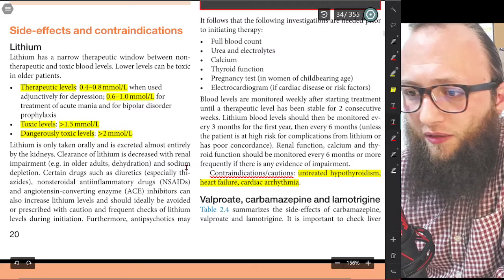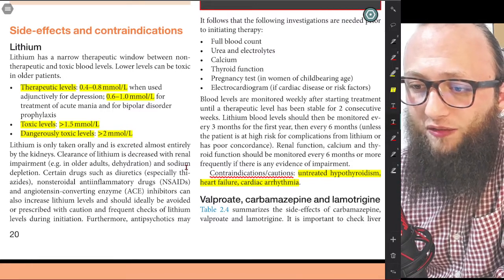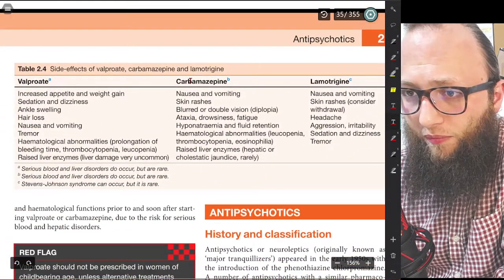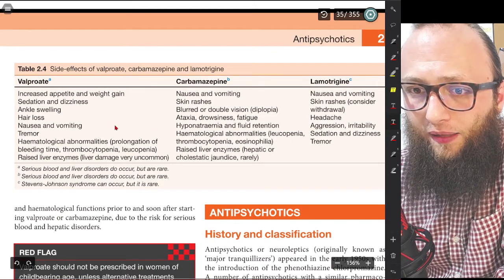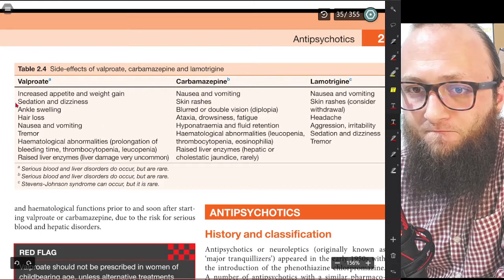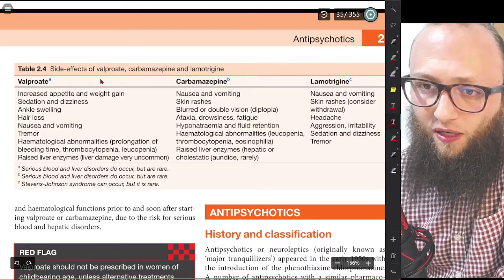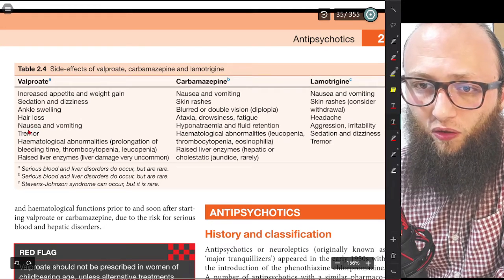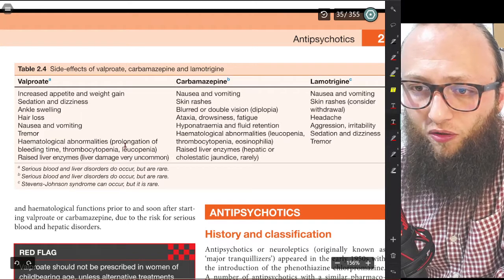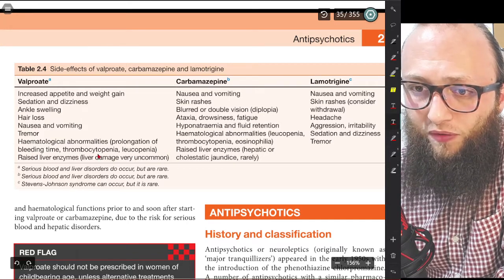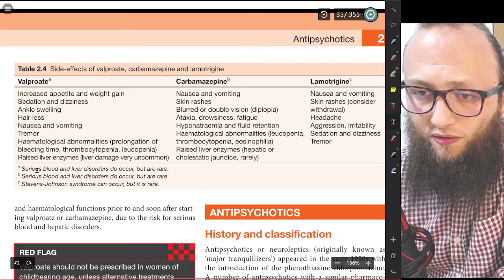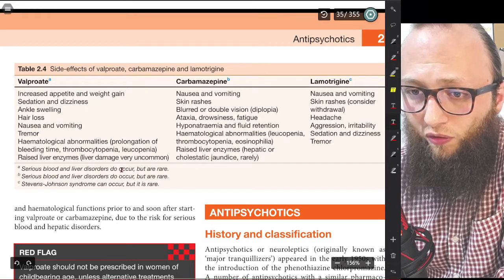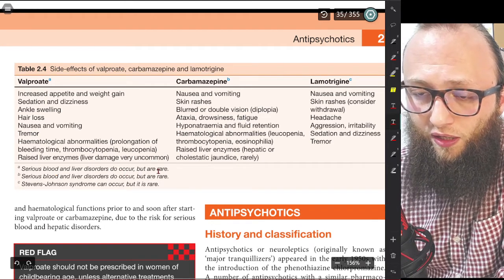Here we have this table that summarizes the side effects of carbamazepine, valproate, and lamotrigine. For valproate, we have increased appetite and weight gain, sedation and dizziness, ankle swelling, hair loss, nausea and vomiting, tremor, hematological abnormalities like prolongation of bleeding time, thrombocytopenia, leukopenia, raised liver enzymes, liver damage, and this is very common. We have serious blood and liver disorders, but they are rare.